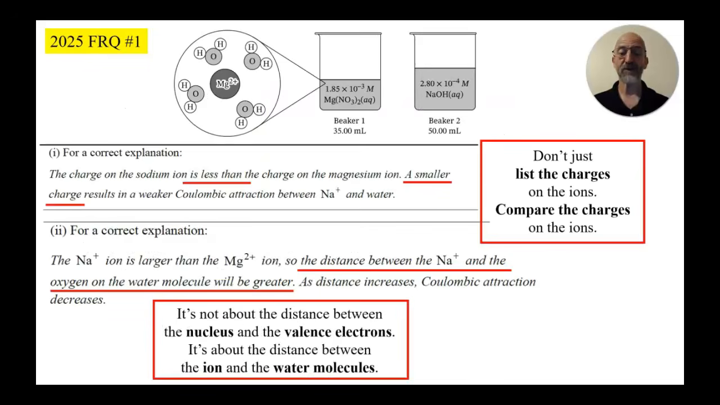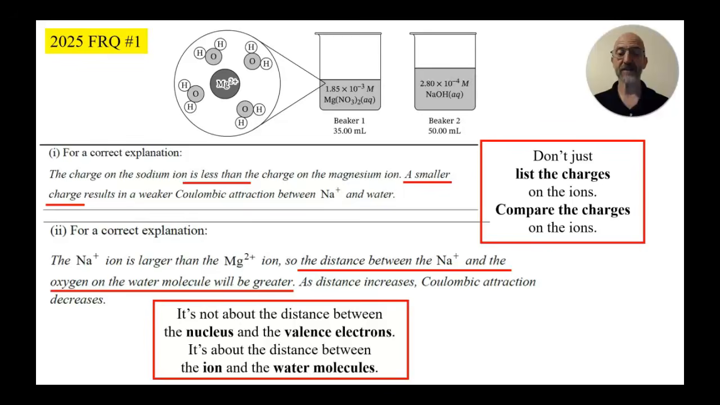So here are the official scoring guidelines for this question, which appeared on the 2025 AP Chemistry exam. So the part about the charge on the sodium ion is less than the charge on the magnesium ion, which again, based on Coulomb's law, would result in a smaller charge and a weaker Coulombic attraction between the sodium ion and water. We're not talking about electrons here, we're talking about the sodium ion and nearby water molecules. Again, don't just list the charges, but compare the charges.